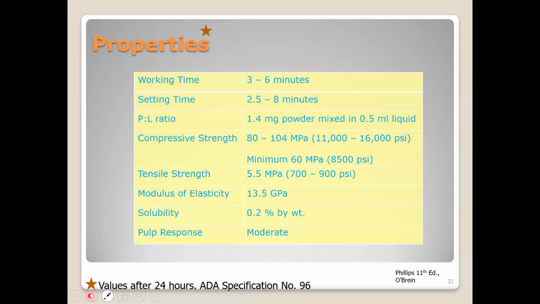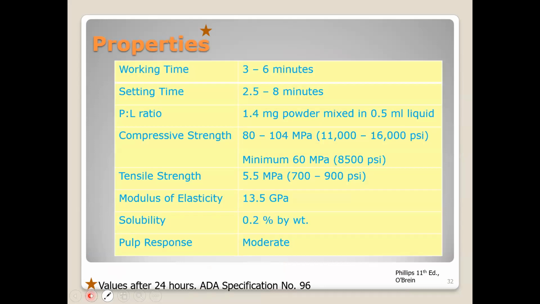Now coming to the properties. Properties are defined by the ADA specification number 96. So working time is 3 to 6 minutes, setting time up to 8 minutes is all right. Powder liquid ratio is 1.4 gram powder mixed in 0.5 ml of liquid. Compressive strength is 80 to 104 megapascals. Tensile strength is very low. Modulus of elasticity is good. And there is a moderate pulp response.